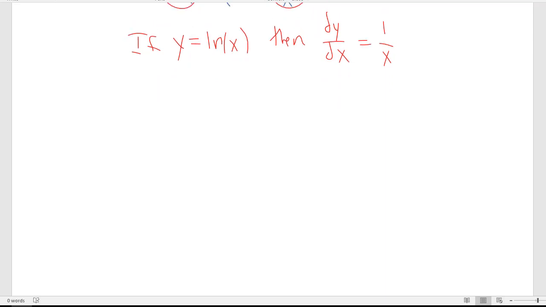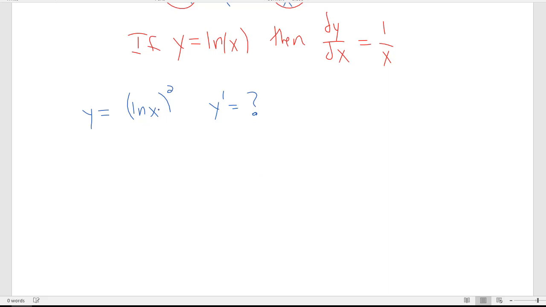So, let's look at a couple quick examples here. Let's suppose we have y equals, let's say, ln of x quantity squared. What's y prime? What does y prime equal?